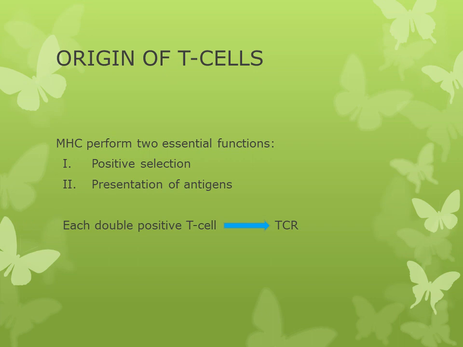The double positive T cells, when they pass through the thymus, acquire receptors which have antigenic specificity, and these receptors are called T cell receptors. Another important point to note is that 40% of the T cells develop in the gut. That specific tissue is called gut associated lymphoid tissue, or you can also call it mucosal associated lymphoid tissue.